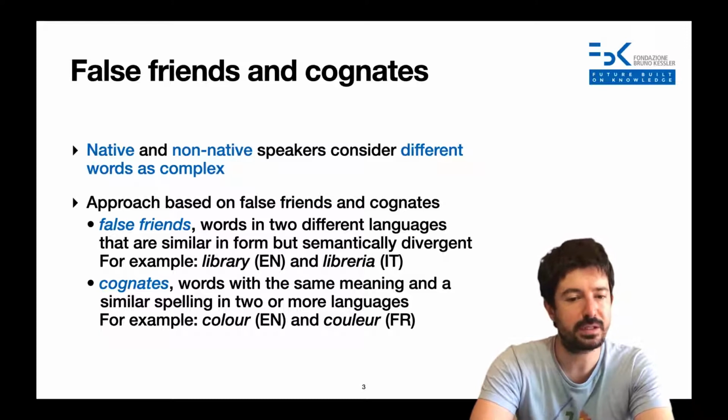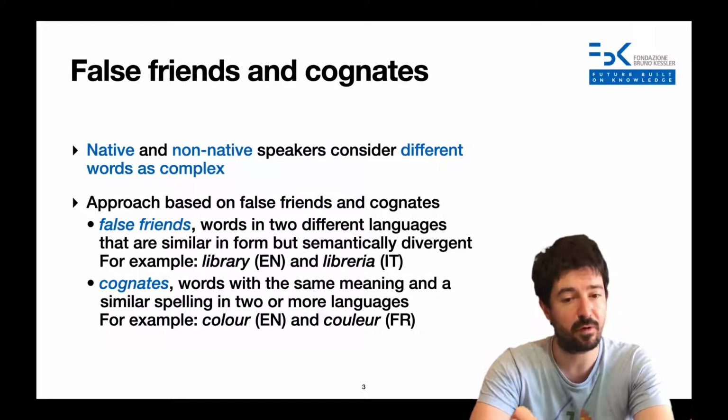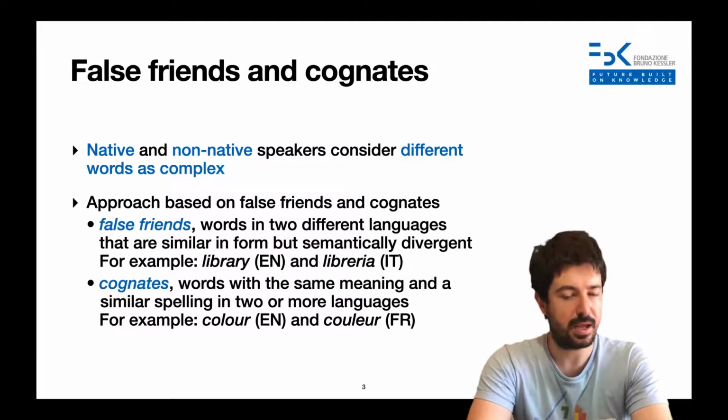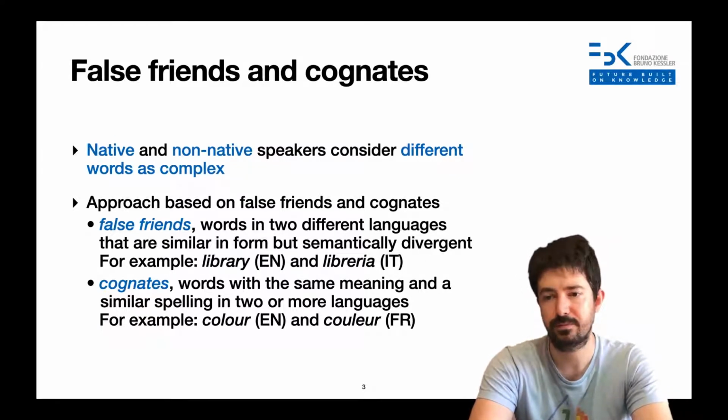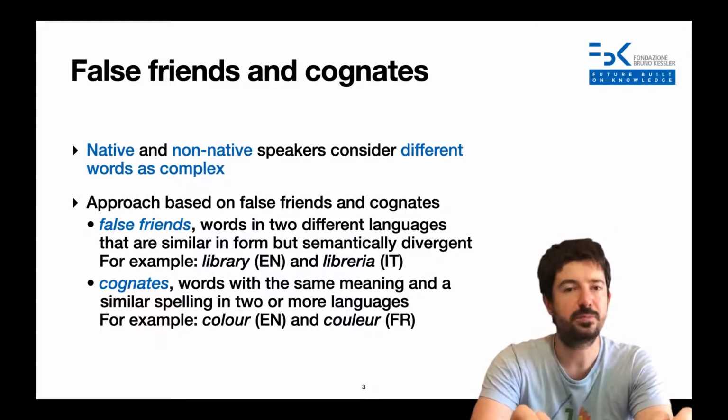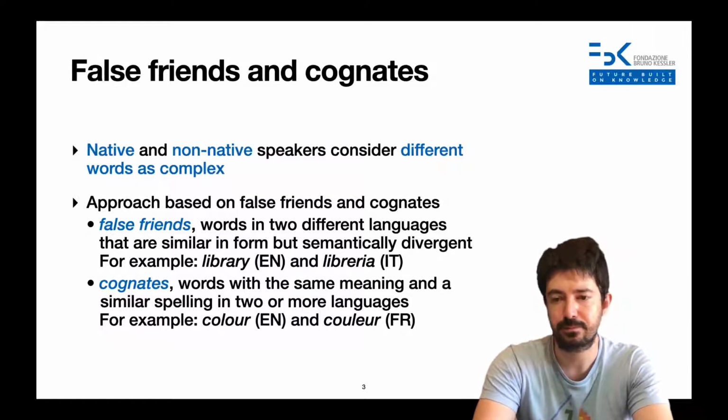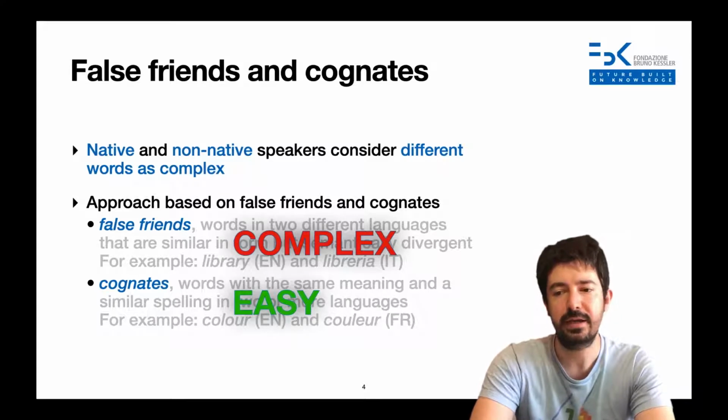False friends are words in two different languages that are similar in form but semantically divergent. For example, library in English and libreria in Italian. Cognates, on the opposite, are words with the same meaning and a similar spelling in two or more languages. For example, color in English and couleur in French. In this paradigm, a user speaking English as a first language will consider the Italian word libreria as more difficult than rare words that have a similar sound in English. This is why, in our study, we consider false friends as complex words.